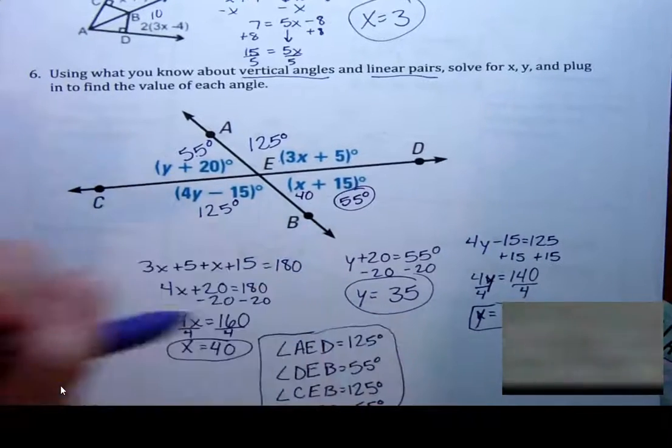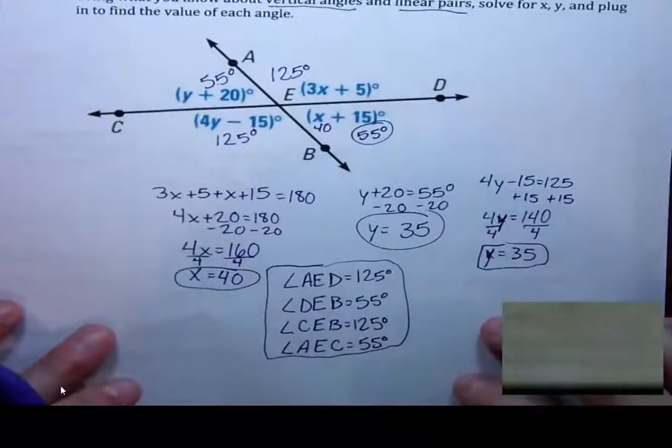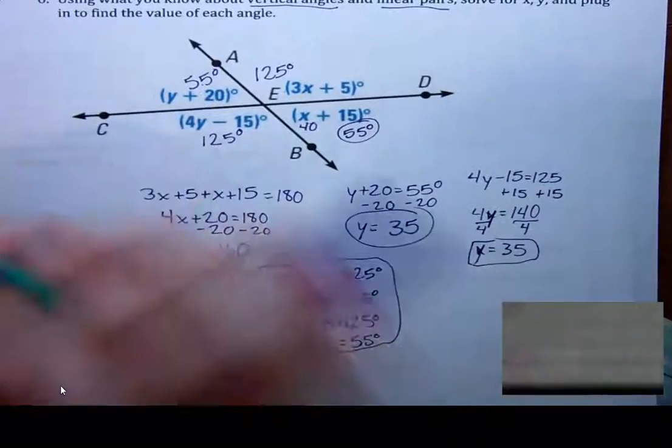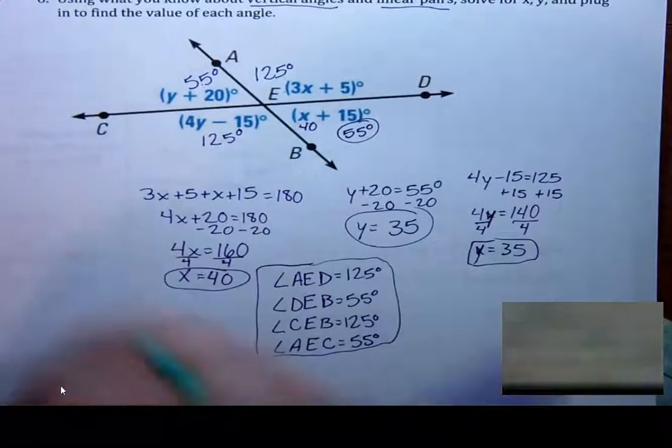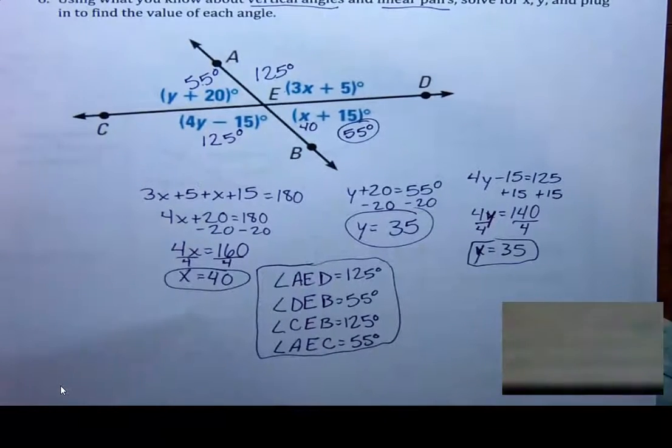And that's the pattern that will always happen. Oops, let me scoot that up so you can see it. That's the pattern that will always happen with these intersecting lines. The opposite will always be the same, and the adjacent ones will add up to 180.